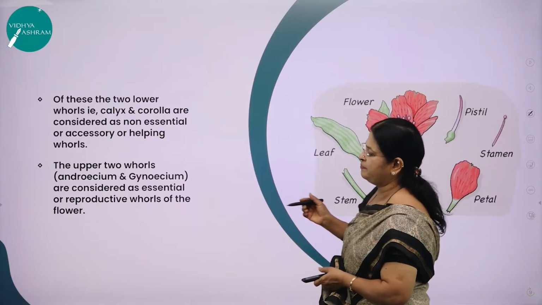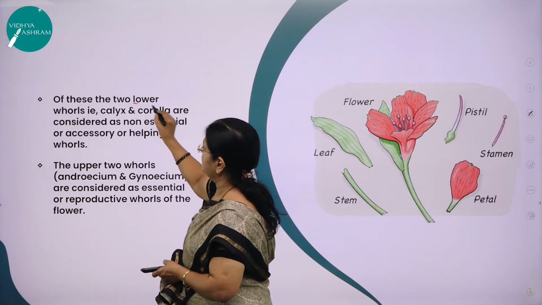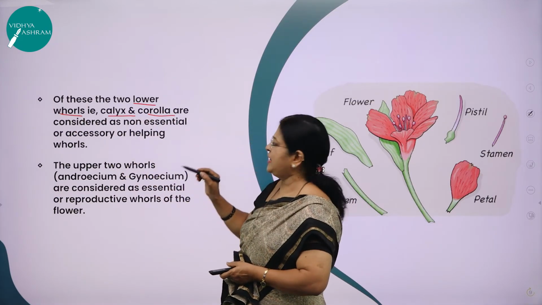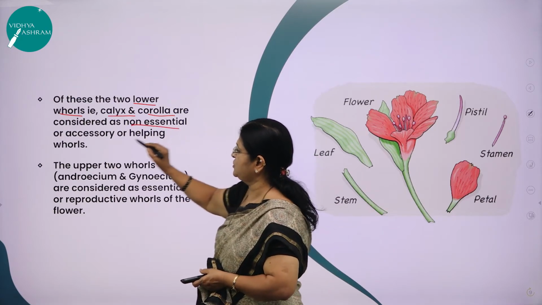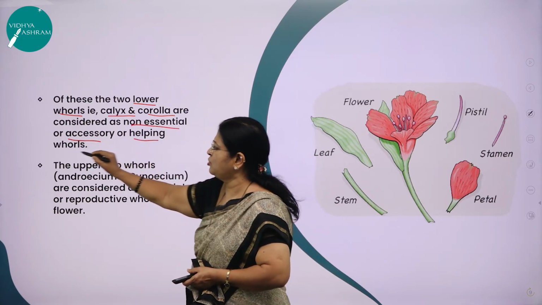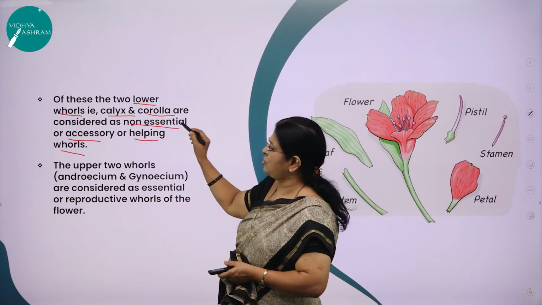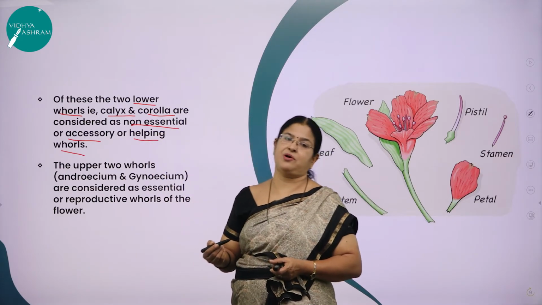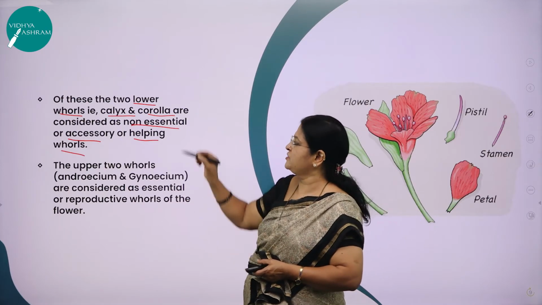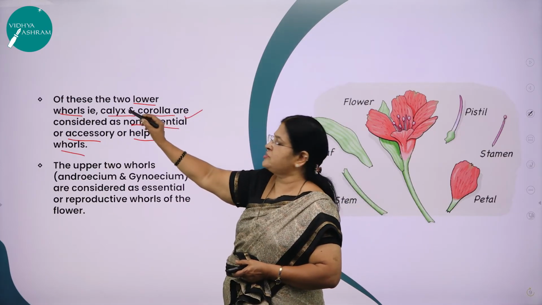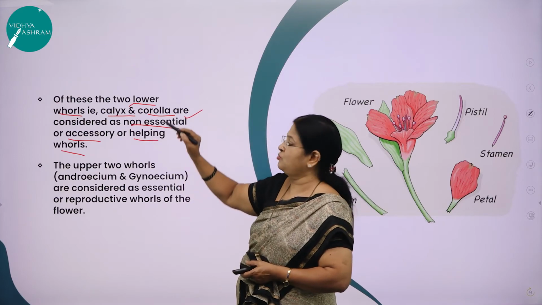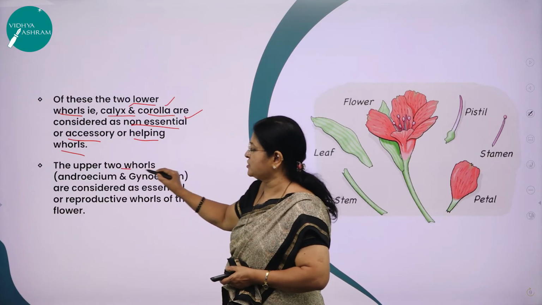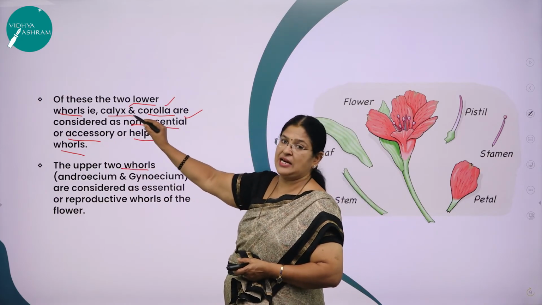Moving on to the other parts of this flower, as I said, the lower whorls are calyx and corolla. As I said, the calyx and corolla are called non-essential or accessory or helping whorls. Why do we use this word non-essential, accessory or helping whorls? Because they indirectly help the process of sexual reproduction, hence the name non-essential. What are the units of calyx called? Sepals. What are the units of corolla called? Petals.